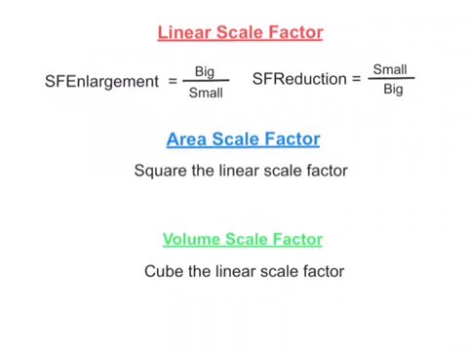So for example, if you'd figured out the linear scale factor and you had the answer 2, now to turn that into an area one, all we need to do is square it. So 2 squared is 4, and that's us done.